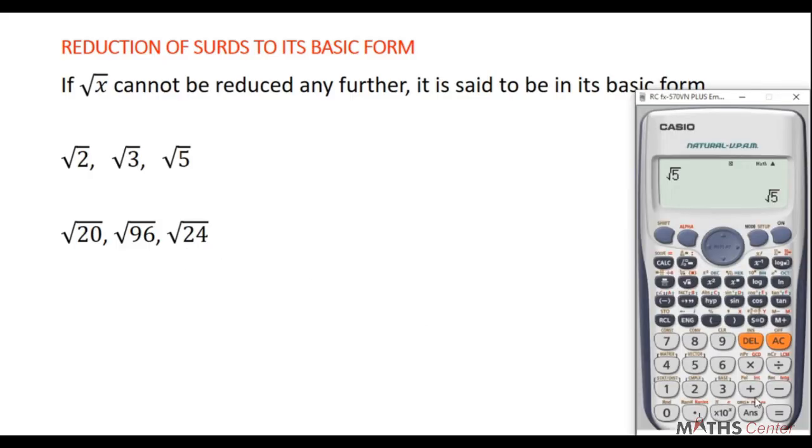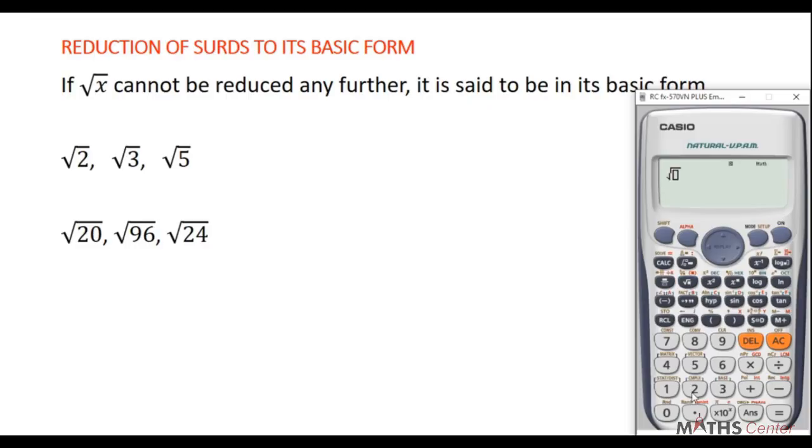Now let's try this on the calculator. Let's press square root of 20. Now you see the calculator is giving us 2 root 5, which means that square root of 20 can be reduced further. It can be reduced to 2 root 5. So square root of 20 is not in its basic form. If you take square root of 96, the calculator is giving us 4 root 6, which means that square root of 96 can also be reduced further. It's not in its basic form.